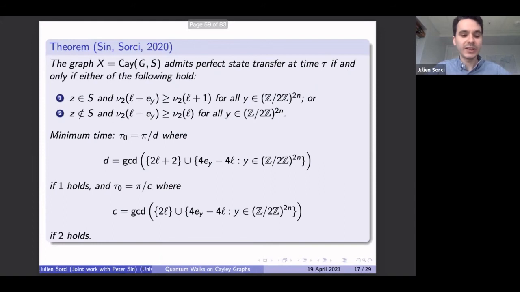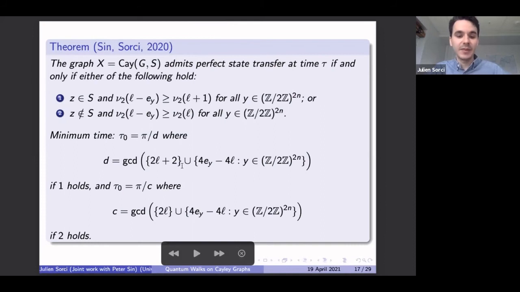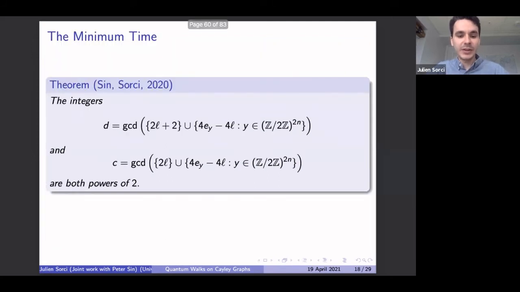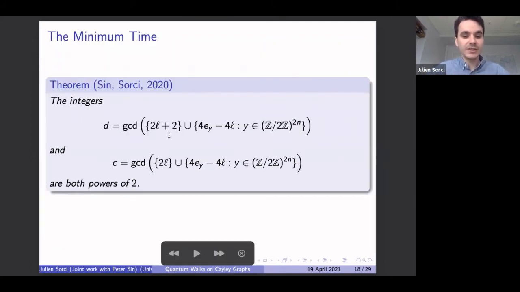The other thing is you can write down the minimum time of the transfer. Like I said, it looks a little bit messy right now, but in both cases, it's pi over some GCD. This GCD just came from Coutinho's formula, and it depends on whether I put the central involution in the connecting set or not. But we can simplify this a bit, and we actually prove that these GCDs that occur in the minimum time are both powers of 2.